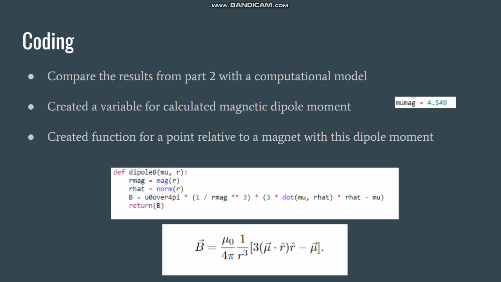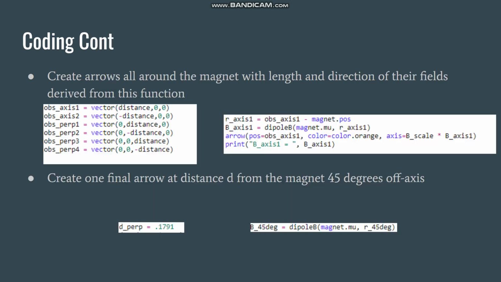So now that we have this magnetic dipole moment and the experimentally determined field at that 45-degree off-axis, we want to compare it with a computational model. So all I have to do first is plug in that dipole moment and then create a function to determine the magnetic field at any point around this magnet.